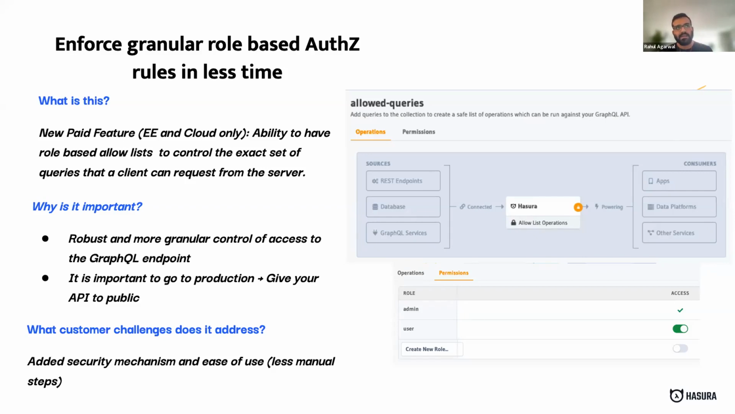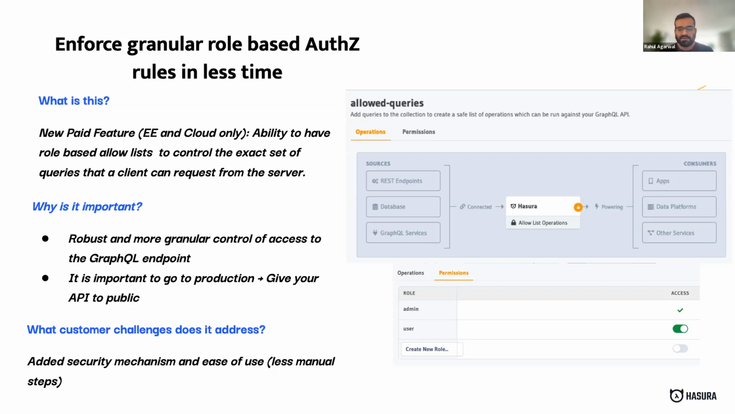As I mentioned, it's a paid feature in enterprise, self-host or cloud enterprise, and it gives you the ability to control the exact set of queries that a client can request from a server. And why is it important? Because it provides a more robust authorization mechanism for you and gives you that assurance to go to production.